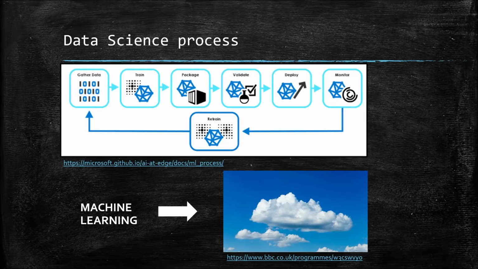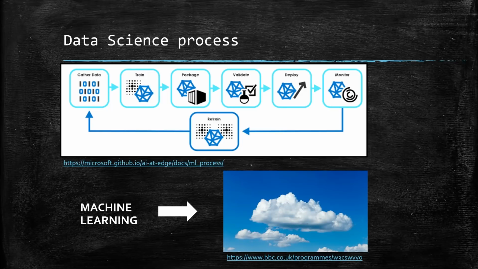So in data science, we gather data, we do some data exploration and pre-processing. We remove some null values. We handle some categorical data. We transform data. Then we put this transformed data into a model. We train the model. We test the model. Then we package the model. We validate the model. We deploy this model we have built.